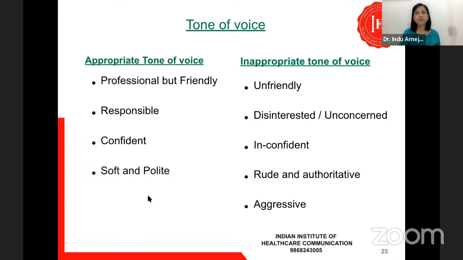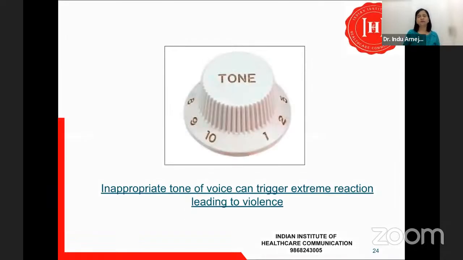You have to be soft and polite, and at the same time, you need to be assertive. There will be situations when you are handling difficult situations, when the patient is not agreeing with you, they are not understanding your point of view. We don't have to be aggressive. We have to be assertive. And we are going to talk about it at length in one of the coming sessions. So don't worry, we will be talking about it. And as I said earlier also, a lot of time inappropriate tone of voice can trigger extreme reaction and violence.